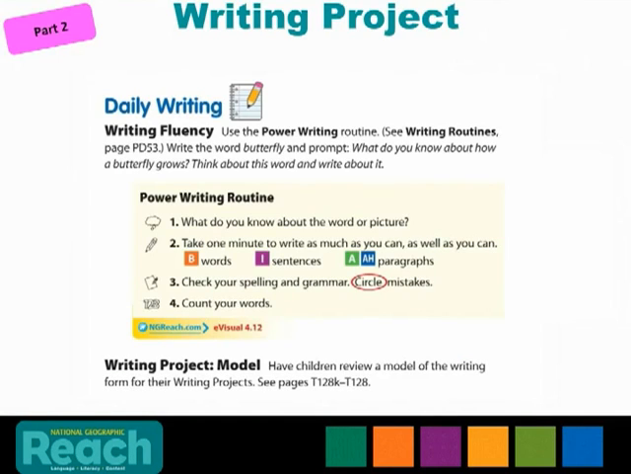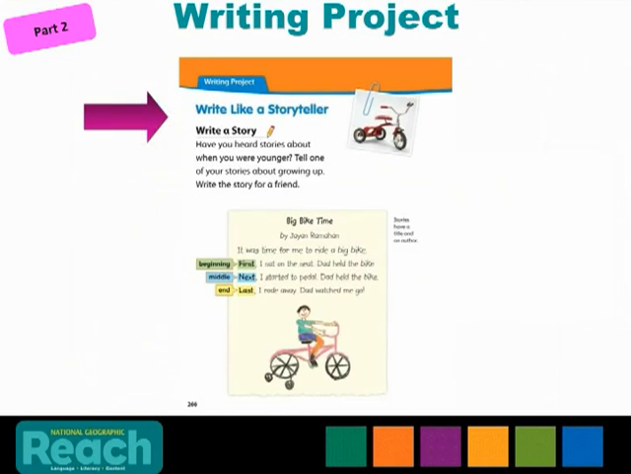In Part 2, your daily writing will always include the writing project. As you can see, the Teacher's Edition will tell you which step you are on in the writing project and which pages you need to go to for that instruction. Notice how tightly connected the writing projects in REACH are to the reading. For example, students will be writing a story about when they were younger and growing up. Remember, our unit theme is growing and changing, and the main selection in Part 1 was a story about Ruby growing up.